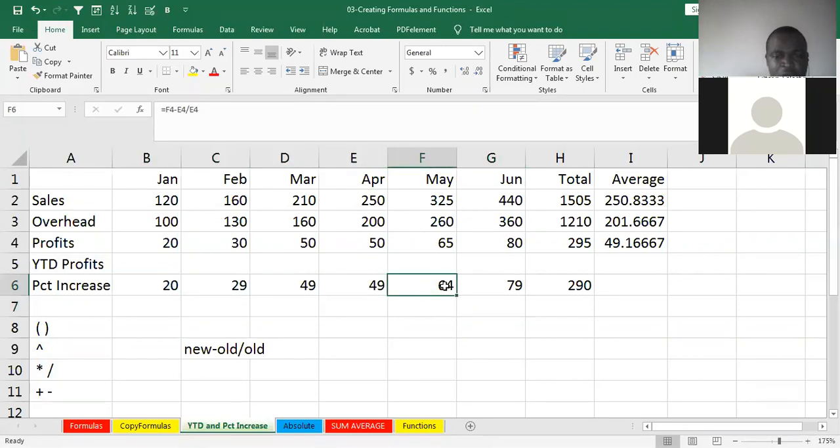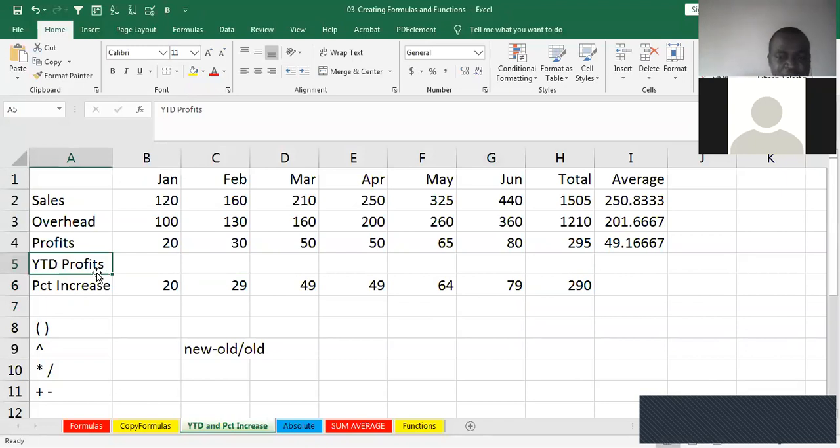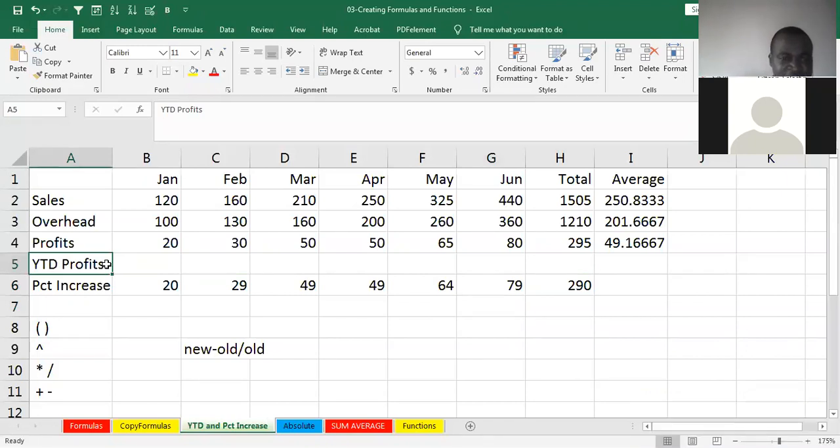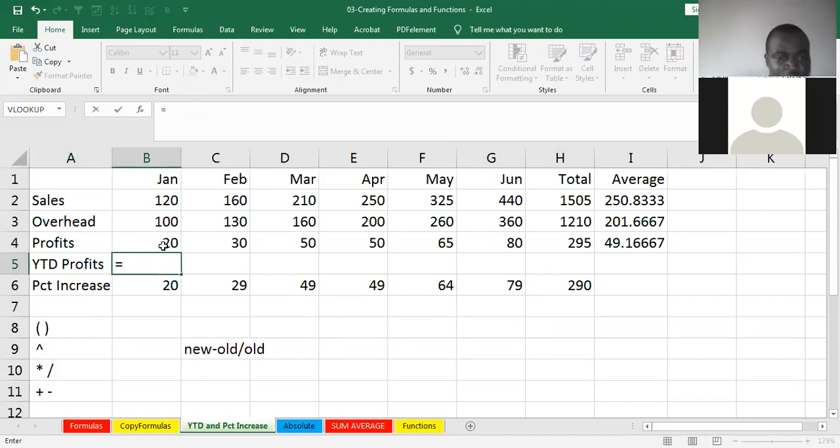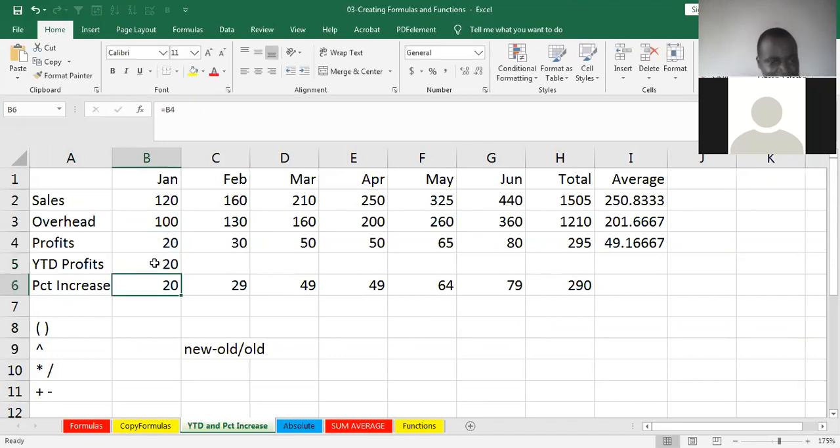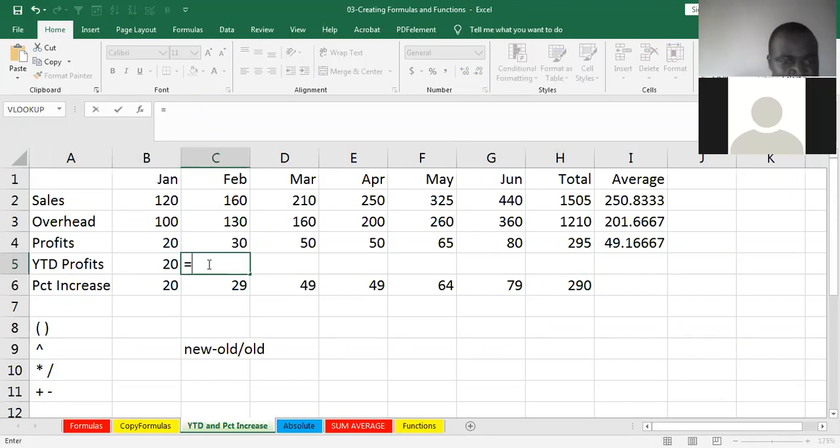How you will know that you are correct is, for instance, let me show you something. Let's go to this one, called year-to-date profits. It tells you the profit that you have made so far. As of January, the profit was only 20. Are you getting it? Yes. But in February, the profit was equal to this 20 plus this 30.